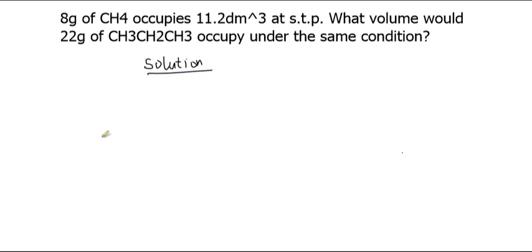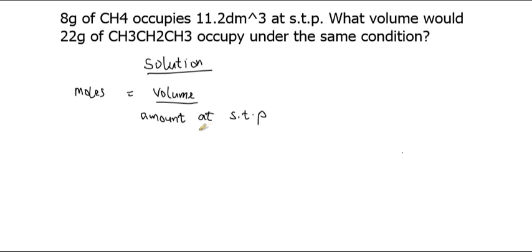Now the first thing to do here is to determine the molar volume of the gas at s.t.p using the information given for methane gas. And to get that, we have the formula: moles equals volume over amount at s.t.p. This amount at s.t.p can also be referred to as the molar volume of the gas.